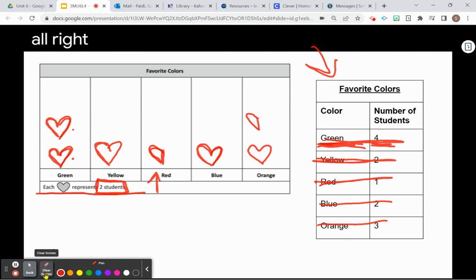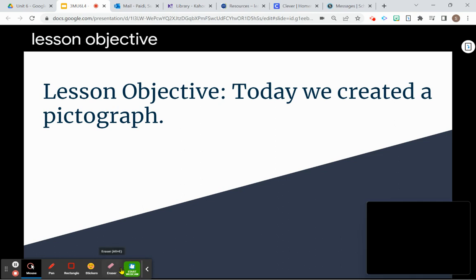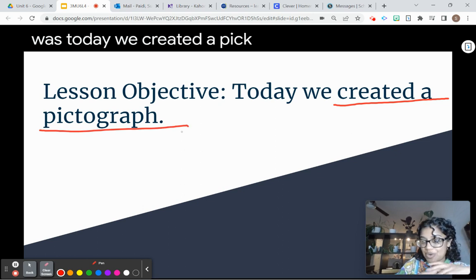All right, fantastic. Let's go over our lesson objective. Our lesson objective for today was we created a pictograph.